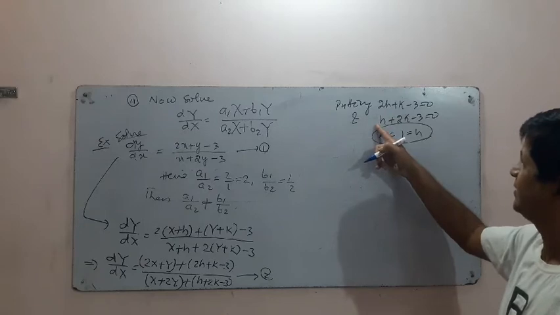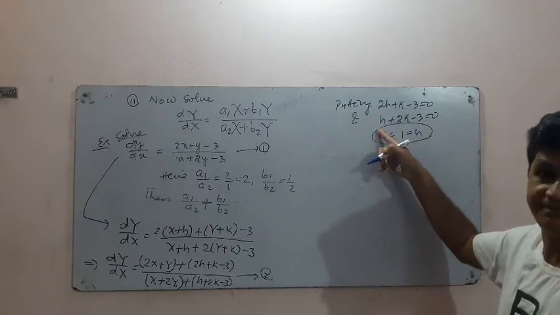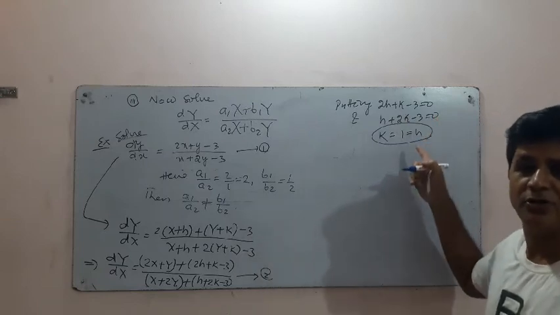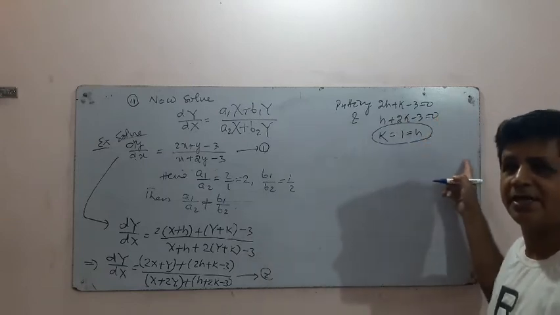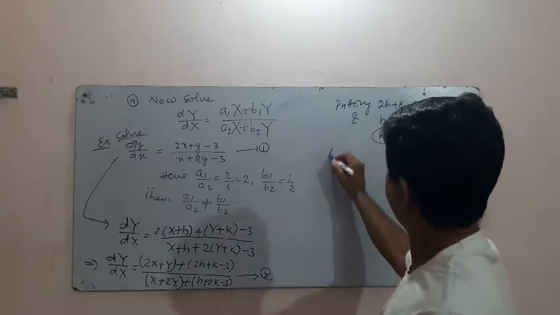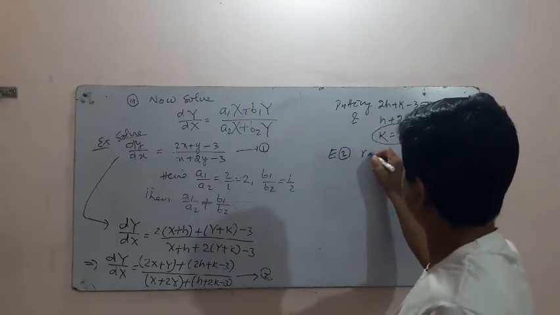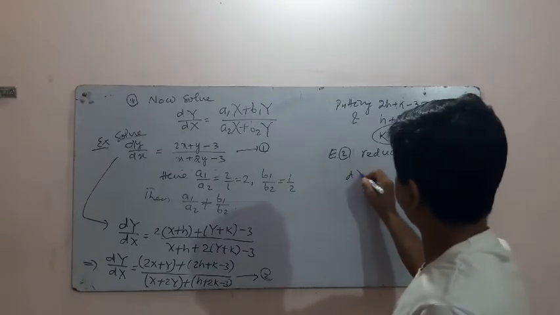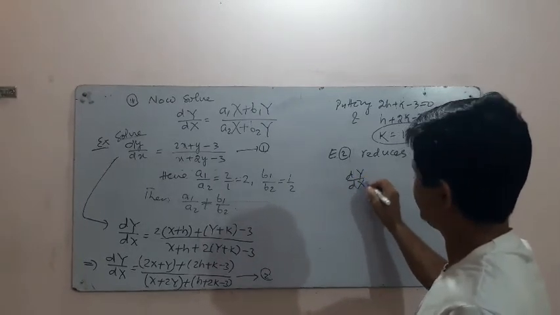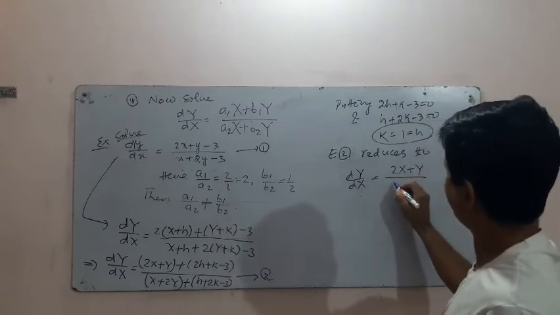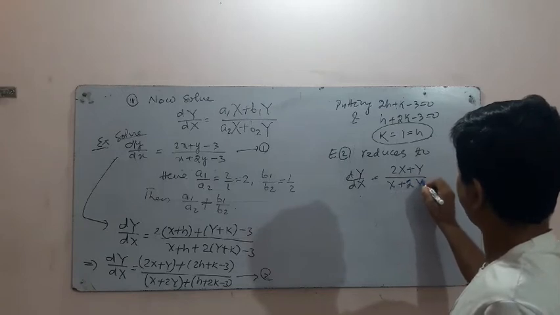Multiplying by 2 in the second equation, 2x will be cancelled and the value of k will be determined. Putting k, you will also get the value of h, and (h, k) will be equal to (1, 1). Right? Equation 2 reduces to what? dY by dX is equal to (2X plus Y) divided by (X plus 2Y).